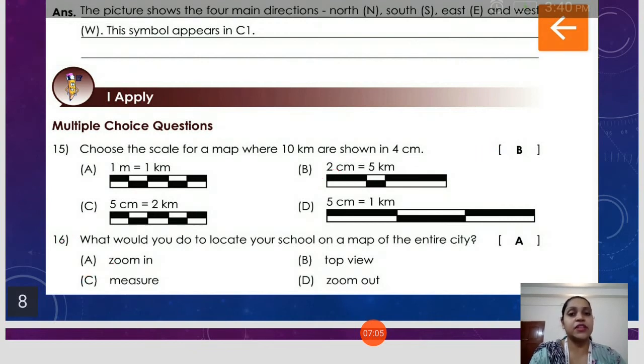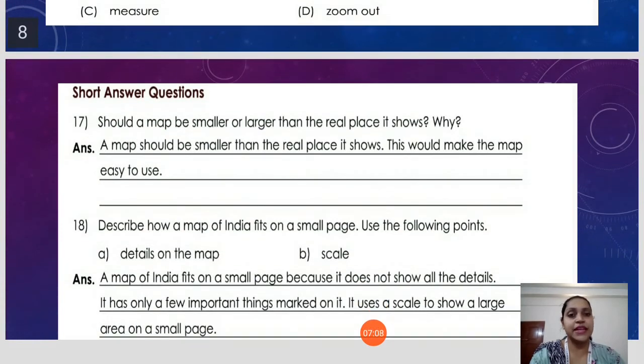Yes, very good. Now we come to question number 17. Should a map be smaller or larger than the real place it shows? Why? A map should not be larger than the real place it shows. It should be smaller, not bigger, because then only it will be easy to use.